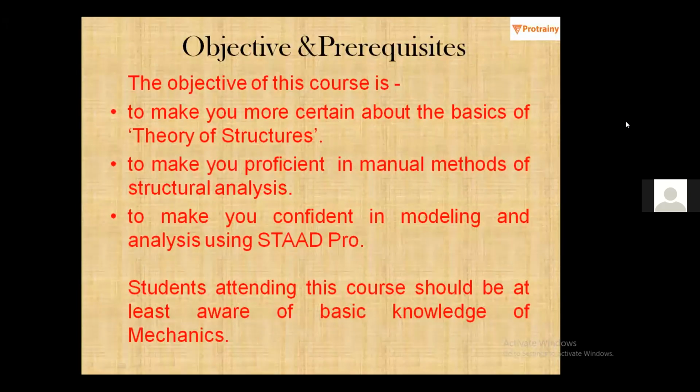So the objective for this course is to make you more certain about the basics of theory of structures, right? Theory of structures, that is, what exactly a structure is and how exactly the mechanics of structures work. We are trying to cover this in this course to make you proficient in manual methods of structure analysis, because no matter how good you are in a particular designing software, you need to check your results. You need to compare notes with your manual methods, right? Without that, you can't be sure whether your design is correct or not. So that is it. Then to make you confident in modeling and analysis using STAADPRO as well as ETABS.